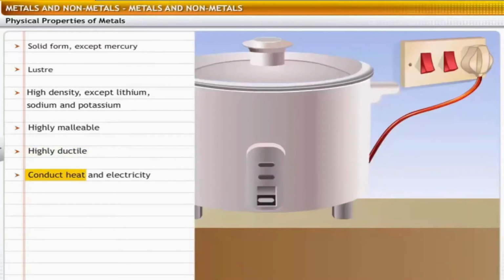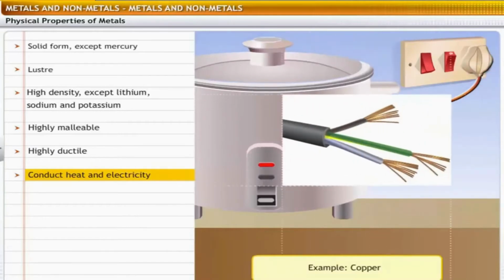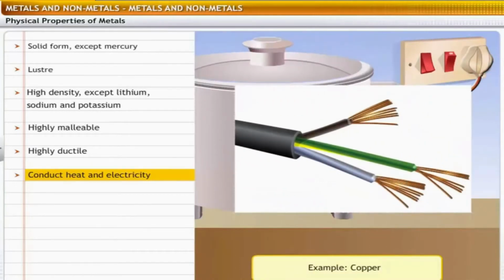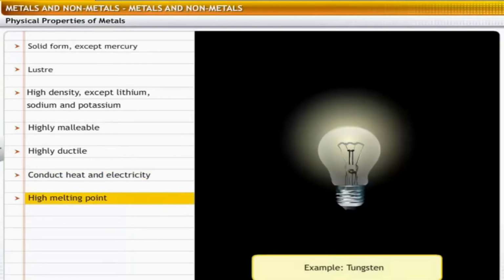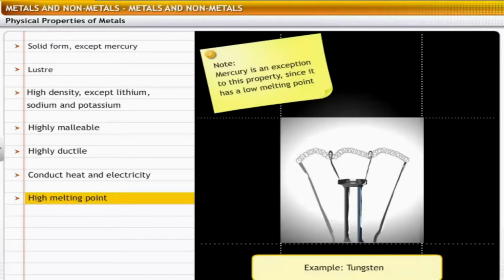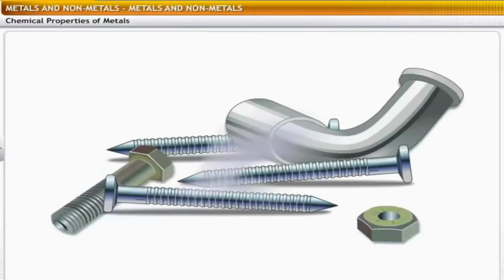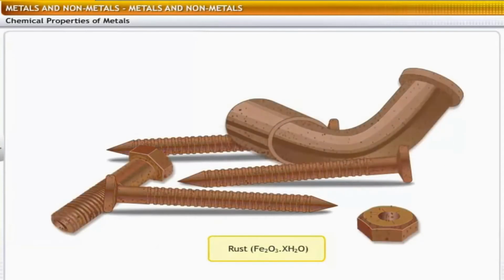Metals are good conductors of heat and electricity. Copper wires are commonly used in electrical cables because of this property. Metals have high melting points. For example, tungsten has a high melting point due to which it is used in bulb filaments. Mercury is an exception to this property since it has a low melting point. Iron rusts because it reacts with moisture to form iron oxide, which is commonly known as rust.